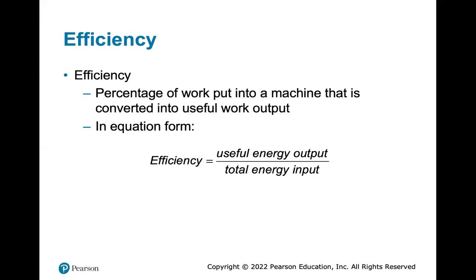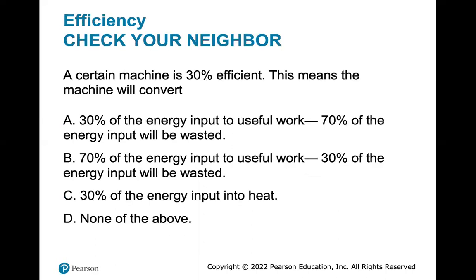There's no 100% efficiency. A certain machine is 30% efficient. This means that the machine will convert 30% of the energy into useful work, and 70% of the energy will be wasted. Be 70% of the energy input to useful work, 30% of the energy input will be wasted. 30% of the energy is input into heat, or none of the above. Well, it's A. It's only 30% efficient.